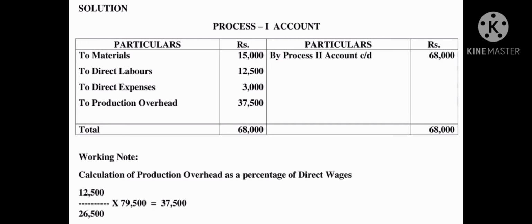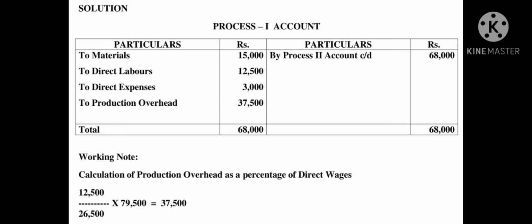So based on the direct wage, take the percentage and then calculate the value. Now I have considered it in a different form: the actual value of direct labor or direct wage is 12,500, and in the sum you saw that the total direct labor value is 26,500. So 12,500 divided by 26,500 into the total production overhead value. When you calculate like this, you will find the production overhead of process 1, that is 37,500. Now do the total. The total value of process 1 is 68,000.